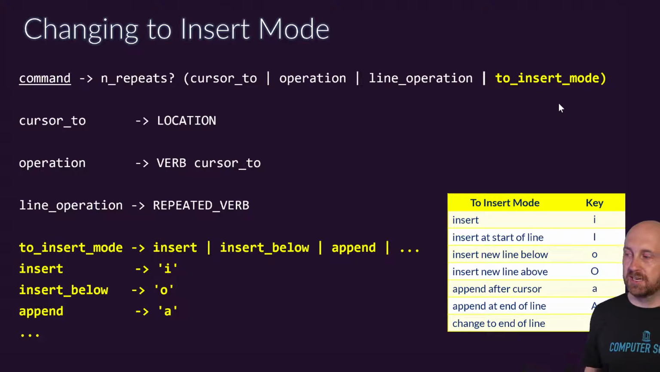There are a few others, like if you want to change from where your cursor currently is to the end of the line, the capital C will do that. Capital D would do the same with delete. All right, so this will be a table on the last cheat sheet as well.